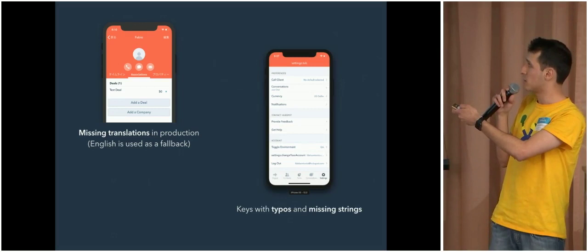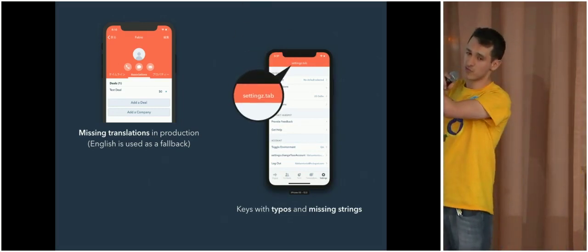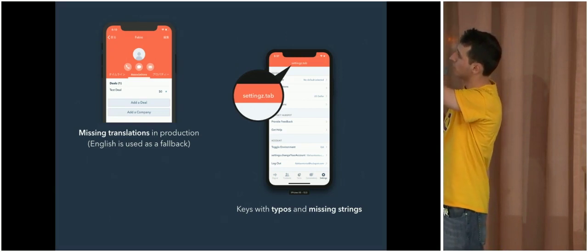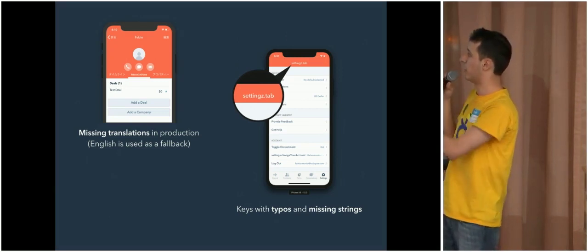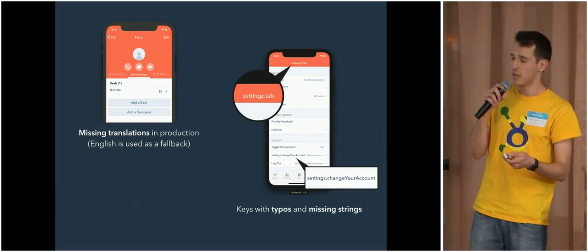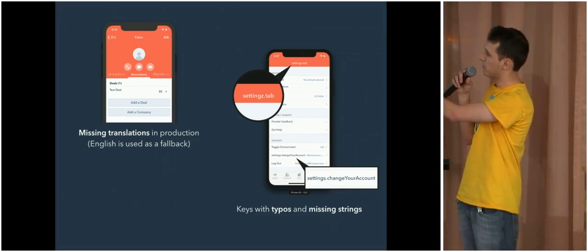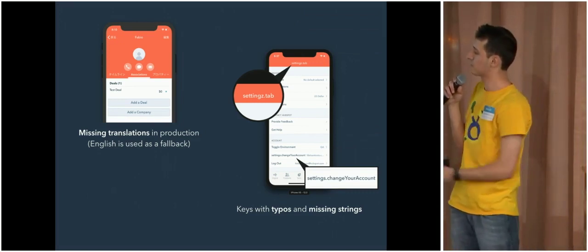We also make mistakes sometimes. In this case, let's say you were using a wrong key to get the string. You had a typo, so you won't get the string. You will just see the string for the key. And something else that can happen is that you can have missing strings. Let's say you're adding something to your code, but it's missing in the translation file. So you also get to see this.